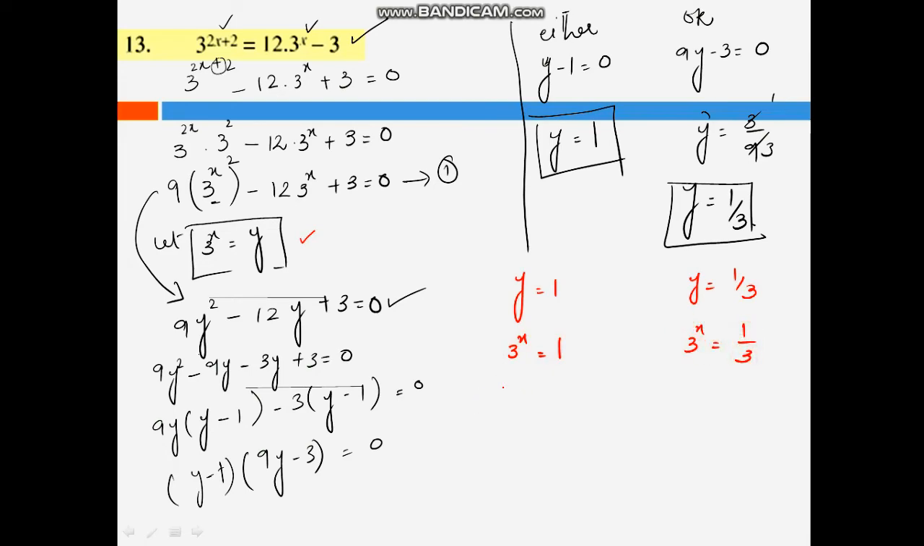We know that any number with power 0 is equal to 1. So 3 raised to power 0 we can write in the place of 1. Hence the bases are same, x is equal to 0.